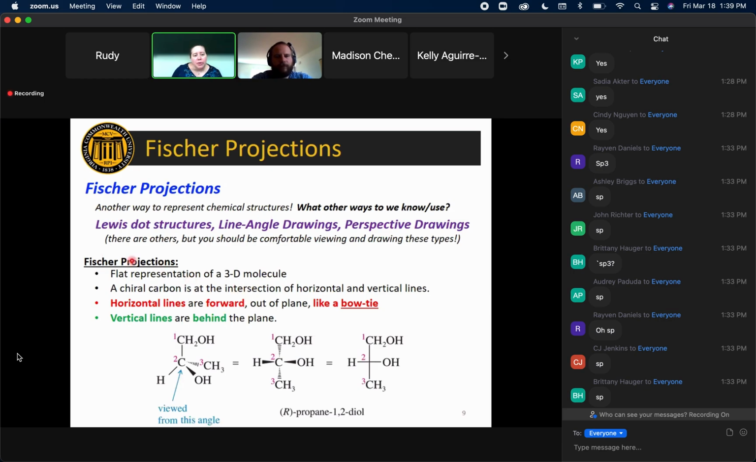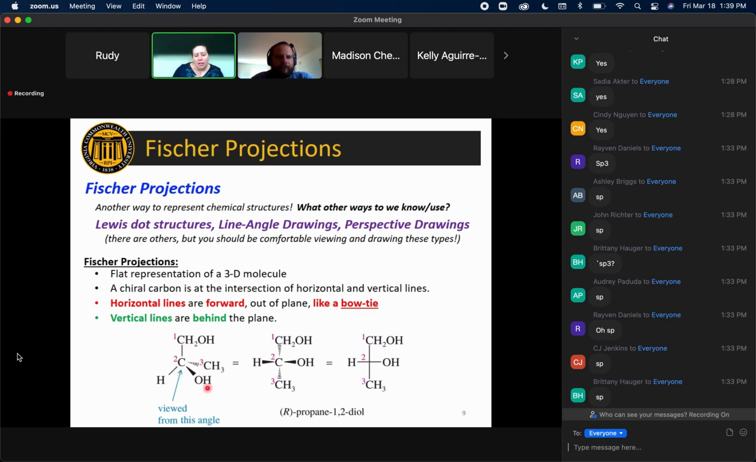Okay, so in a Fischer projection, the goal is to be able to write out a version of a molecule without having to use wedges and dashes, but that still contains all of the information of those stereochemical centers. So what do I mean by that? Let's look at an example, because that's really the best way to do it. So say we have a chiral carbon here.